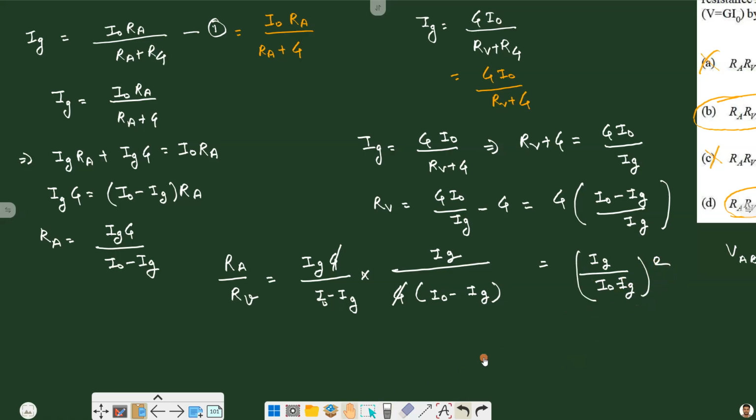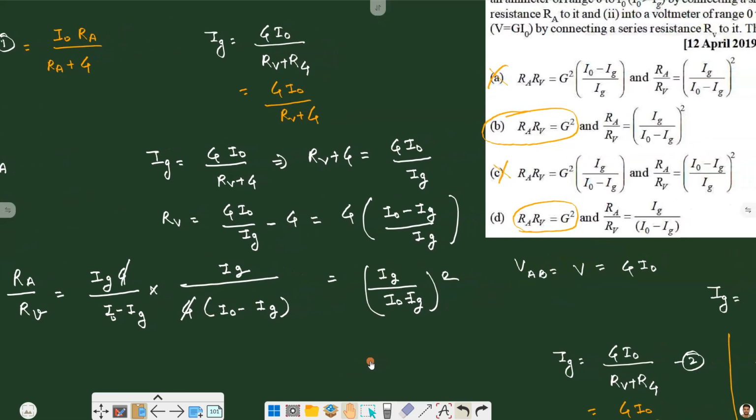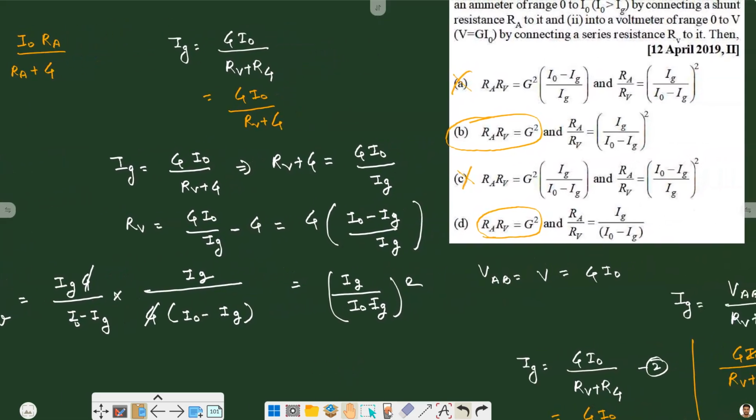So now let's compare, and we are getting this result in option B. So option B will be the right answer here. Now let's move to the next one.